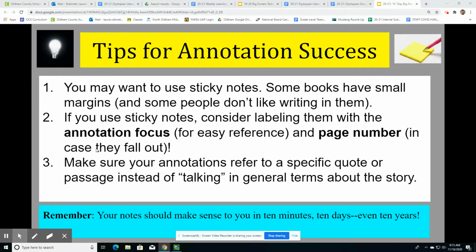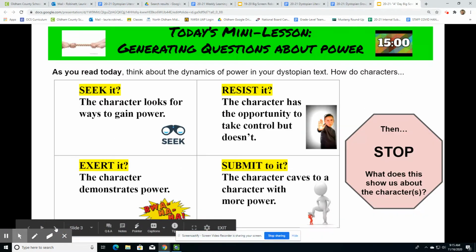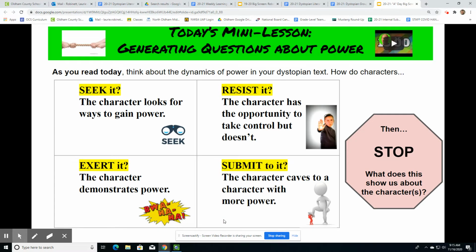Moving into our next screen, today's annotation focus is power struggle, to be specific. You want to think about the dynamics of power that exist in your text. Who are those who seek it? In other words, those who want to gain it for themselves. Who are those who resist, who are going to possibly put up a fight? How about those who exert it, those who really demonstrate their power? And finally, those who submit to it, those who cave in, who give in to it without any fight.